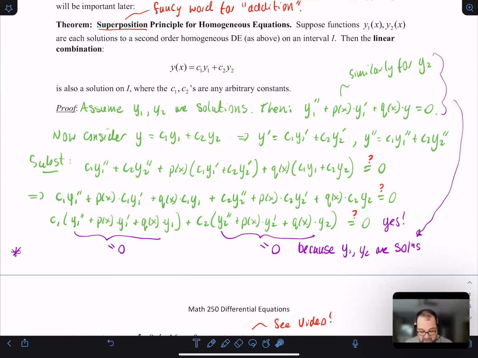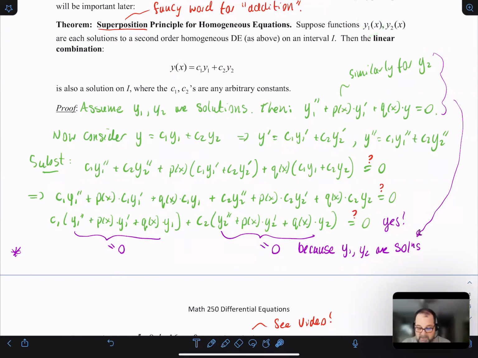It means that plugging in y1 is a solution. Plugging in y2 is a solution. Plugging in 3y1 is a solution. Plugging in 17y2 is a solution. Plugging in 15y1 minus 37y2 would also have to be a solution. So this is what this theorem says.